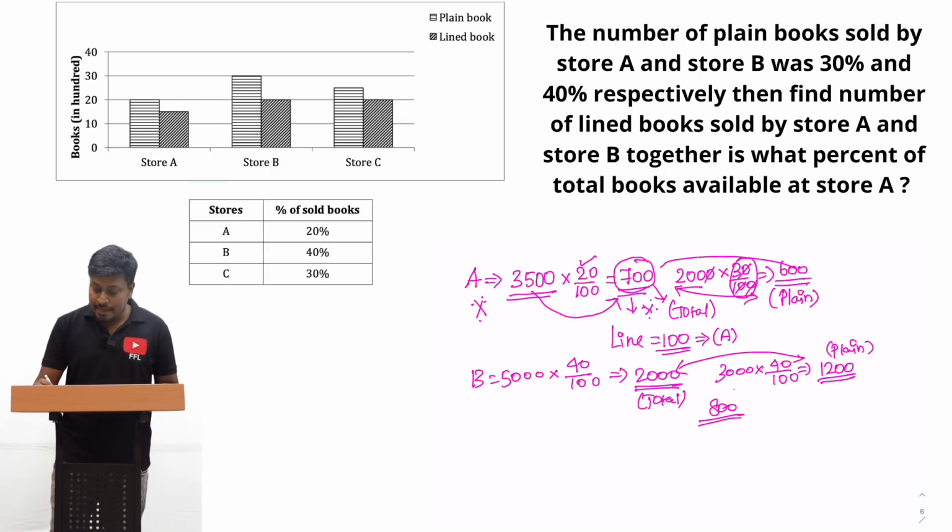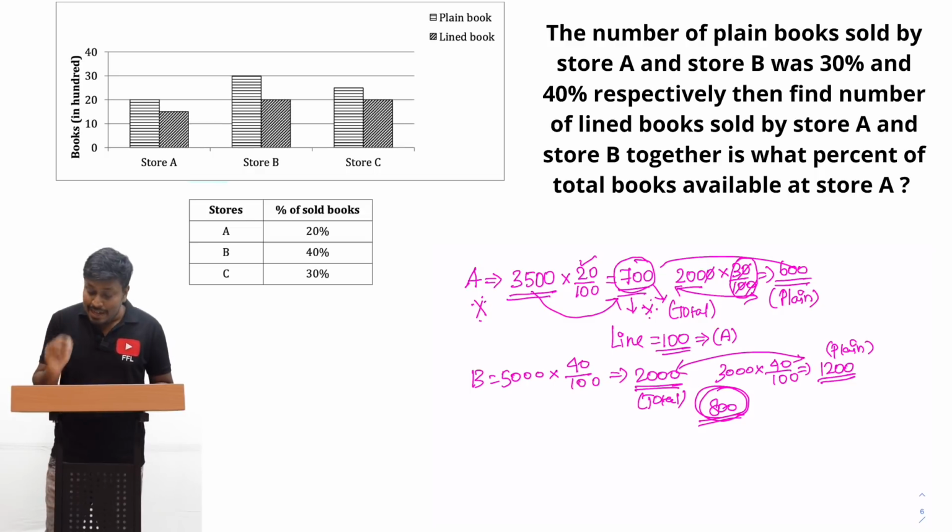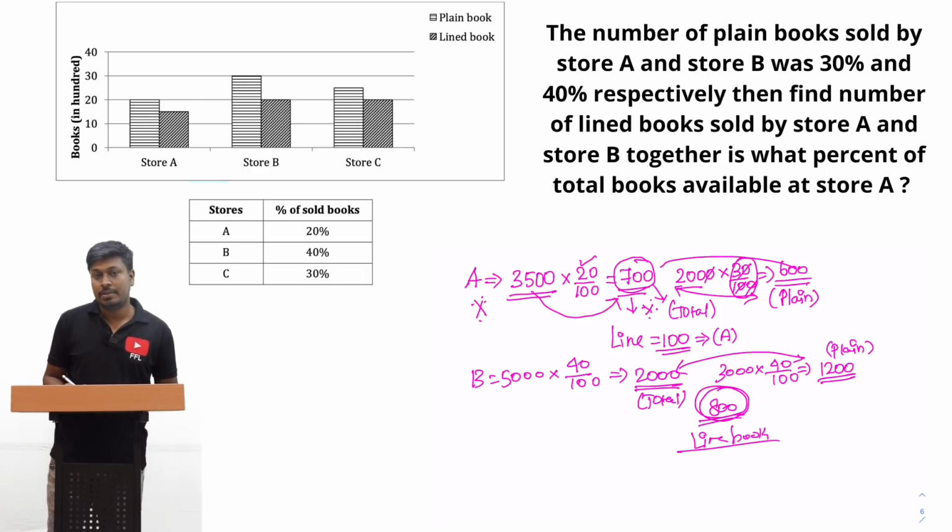Got it? So 800 is what? 800 will be the total number of lined books sold from store B. Now we need to add and find what percentage. Just see, find the number of lined books from store A and store B together. Already we know that store A is 100. Now store B is 800. So add both the values, which is 900. So this will be the total.